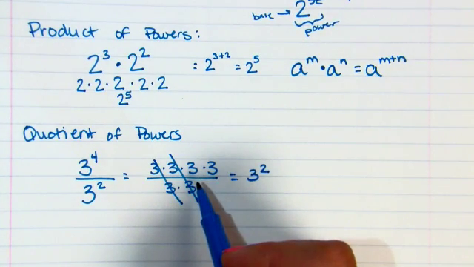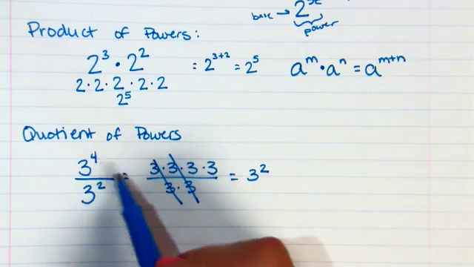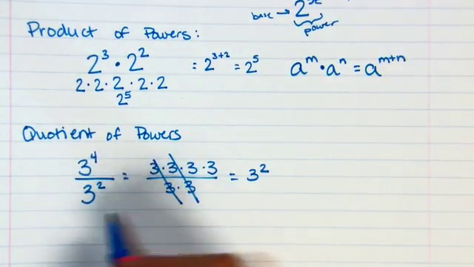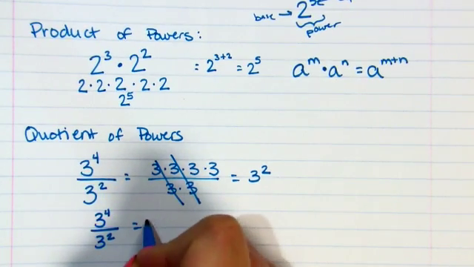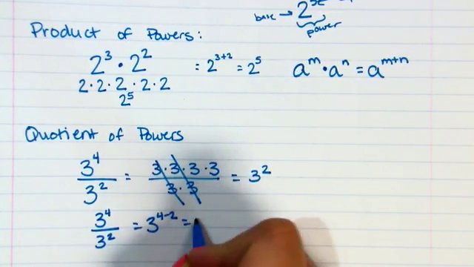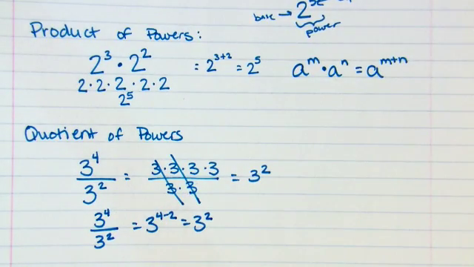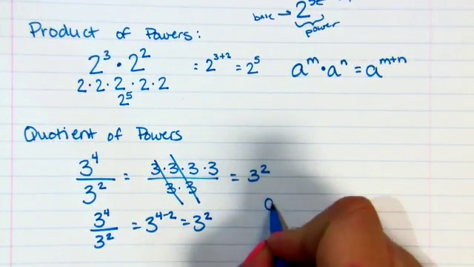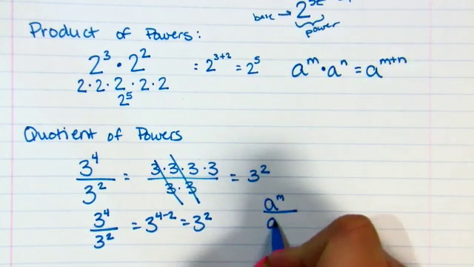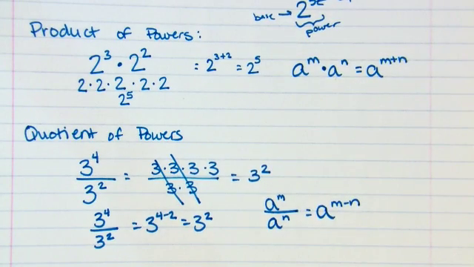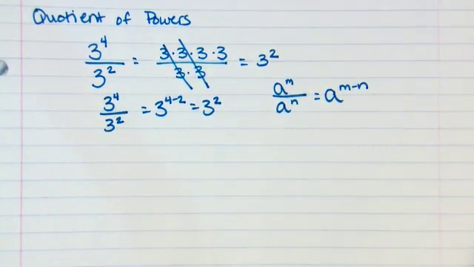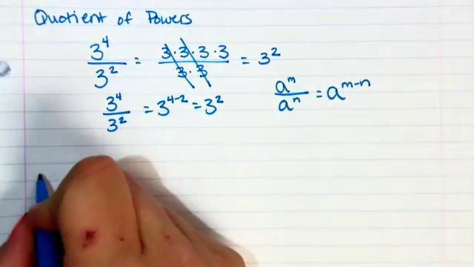But instead of having to write that whole thing out, you could also see that I am just subtracting my exponents. So another way to write that, 3 to the 4th over 3 squared, would be 3 to the 4 minus 2, or 3 squared. So with variables, a to the m divided by a to the n equals a to the m minus n. And that makes life quite a bit easier. And then one other thing is doing power of a power.